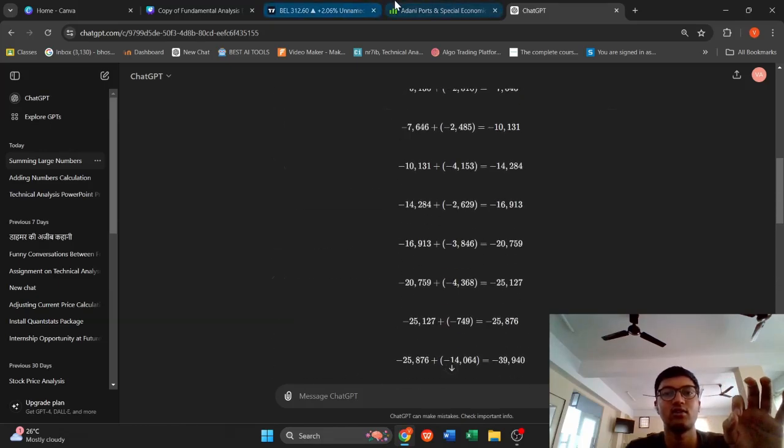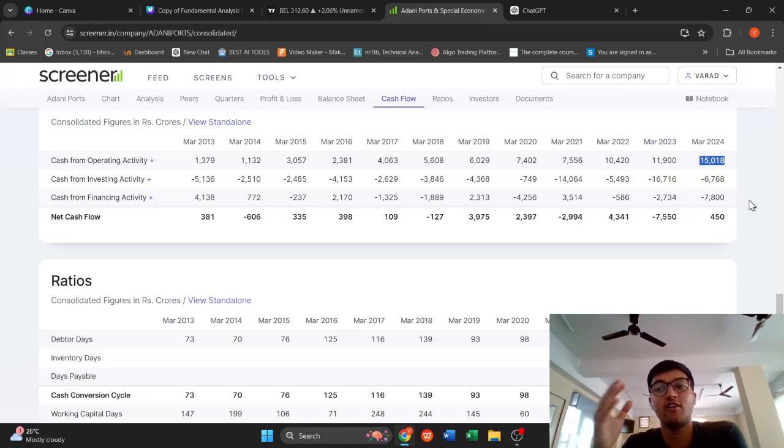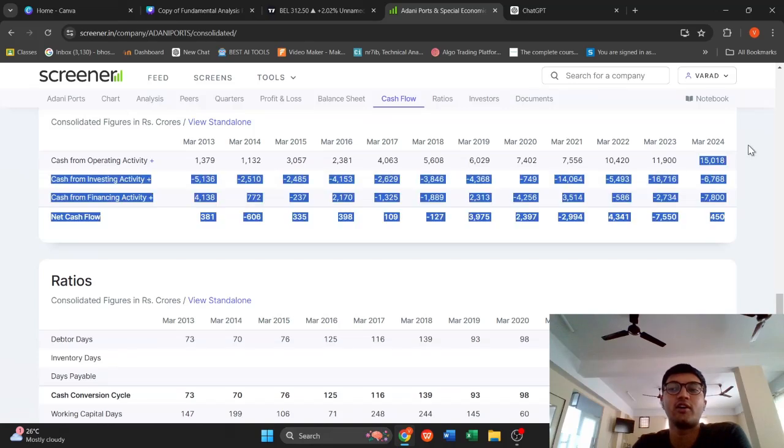And in the last year, how much cash from operating activity do you see? 15,000 crore rupees of cash from operating activity they are having, and they just need to repay 592 crores in interest. The company has enough liquidity to repay the interest for, I think, the next 20 years. So 10 years will be like 5,000 crores, and another 10 years will be 10,000 crores. Even with the same financing activity figure, they're able to repay it from the March 2024 operating activity.